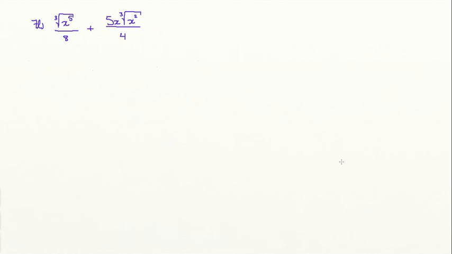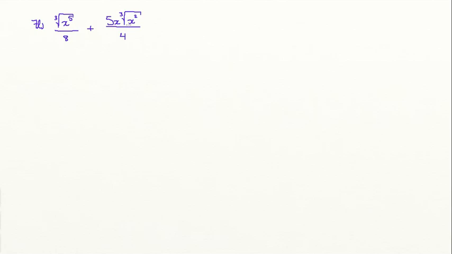7L. Simplify each expression. All variables represent positive numbers. Excellent, we don't have to worry about absolute value, hopefully. Cubed root x to the 5th divided by 8 plus 5x times the cubed root of x squared divided by 4. All right, let's see if I can find some like radicals.